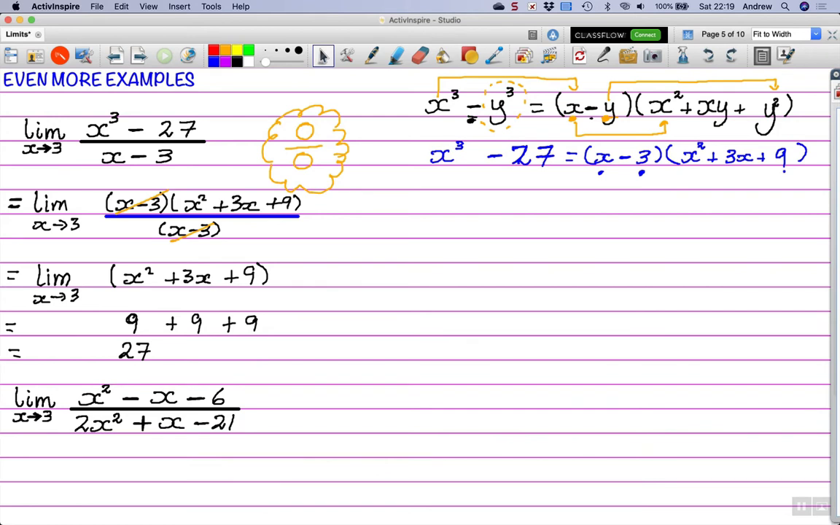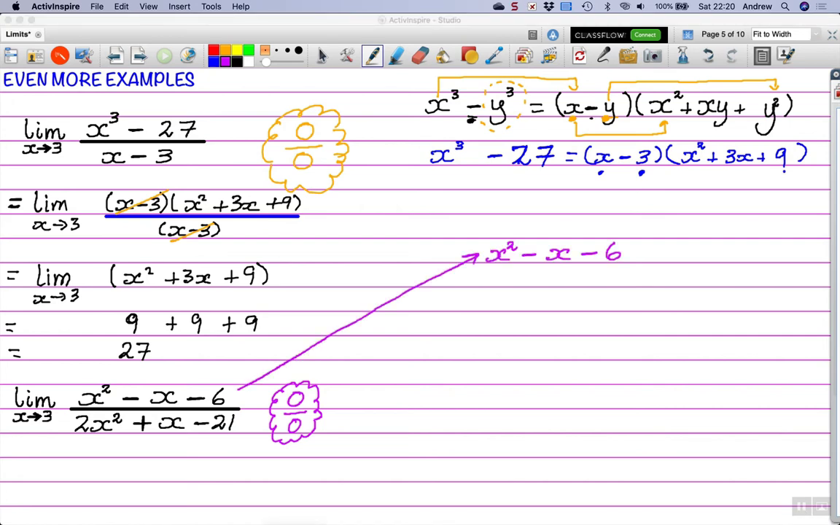Take away 21 will give us 0. So once again, either using the calculator or by just doing it in your head, we're going to end up with a 0 over 0 situation, which is not defined. We cannot be certain as to know what's going on. So what we're going to do now is we're going to factorize the x squared minus x minus 6.